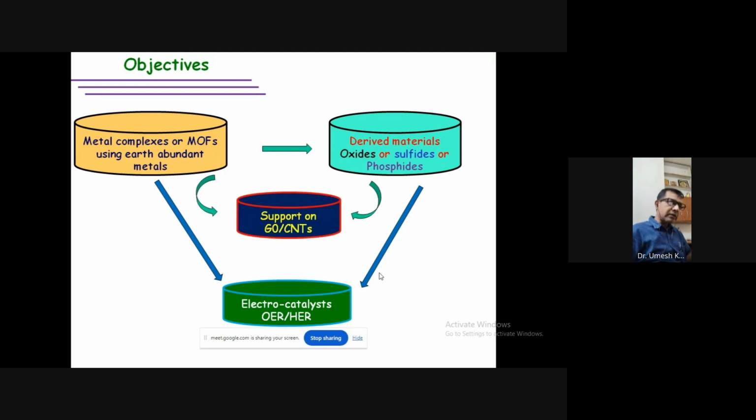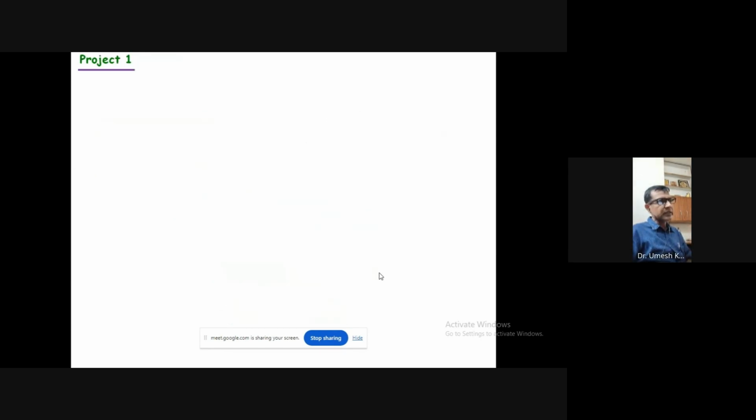And sometimes you even give these materials a support such as graphene oxide or CNT, and then this material is used as an electrocatalyst for these reactions. Because of the time limitations, we are going to present one or two projects here. So project number 1.